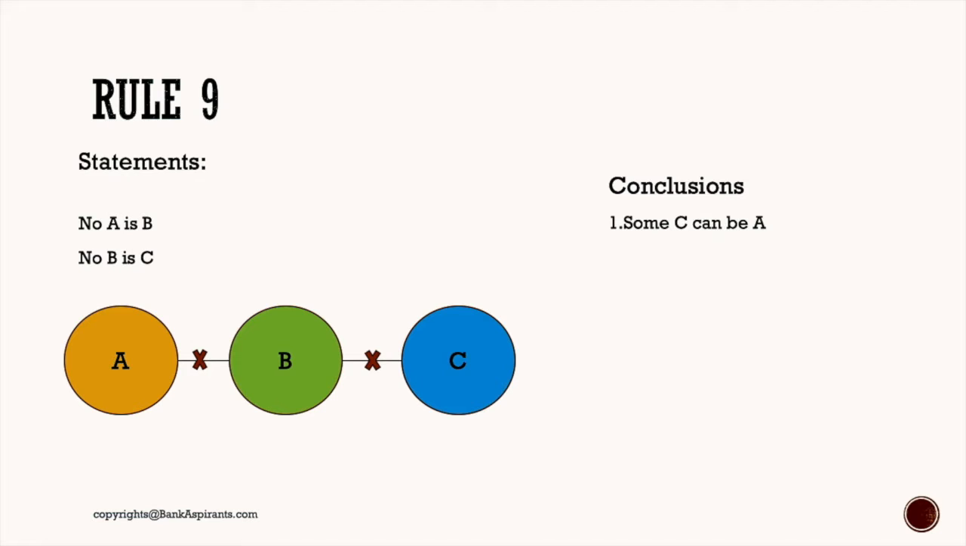See here in the conclusion, "can be" is written. So it is nothing but a possibility keyword. So you have to indirectly understand some C can be A. Yes, it is true. Some C can be A or all C can be A because there is no relationship between A and C. It can be a possibility. Some C can be A is a possibility. So that is true. Okay, do you understand? Okay, let's move to next.